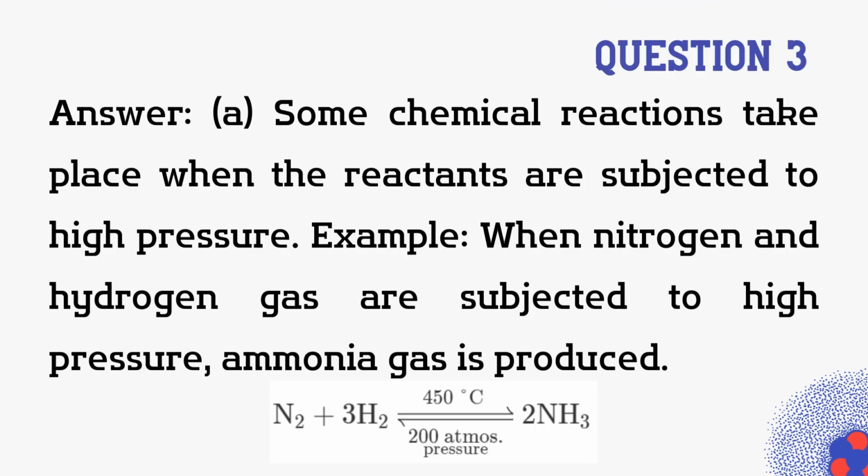Answer A. For pressure. Some chemical reactions take place when the reactants are subjected to high pressure. Example, when nitrogen and hydrogen gas are subjected to high pressure, ammonia gas is produced. Reaction explanation. In this reaction, nitrogen gas N2 reacts with hydrogen gas H2 to form ammonia NH3. This reaction requires specific conditions, a temperature of around 450 degrees Celsius and a high pressure of about 200 atmospheres. Under these conditions, nitrogen and hydrogen combine to produce ammonia.